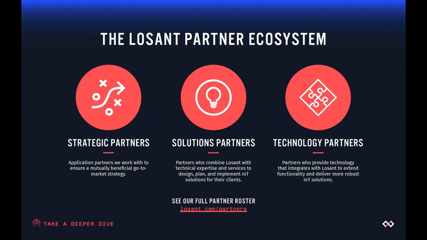While Losant provides a software foundation for IoT, there are many other components that have to come together to create an IoT application. So we've surrounded ourselves with a great ecosystem of partners. This includes strategic partners with whom we share sales and go-to-market strategies, solutions partners who work with clients to develop end-to-end IoT applications, and lastly, technology partners that can provide hardware connectivity and other services to complete an IoT solution.